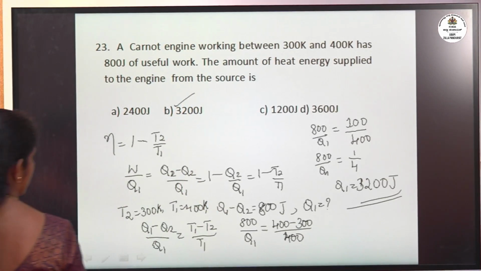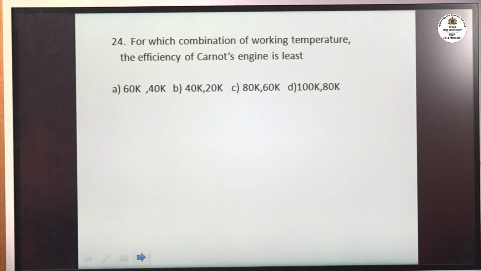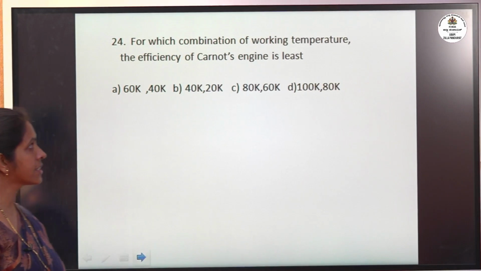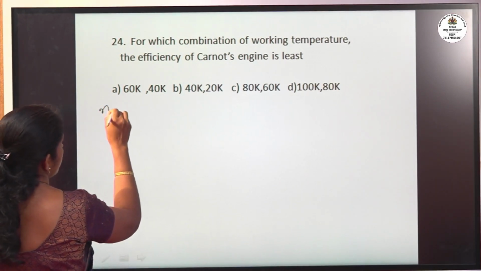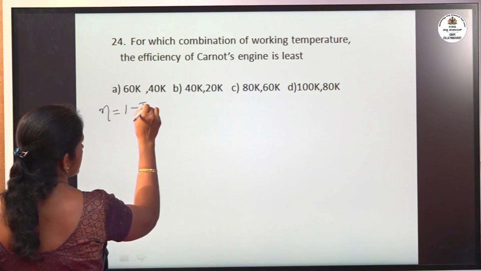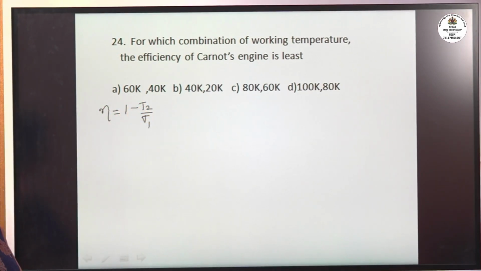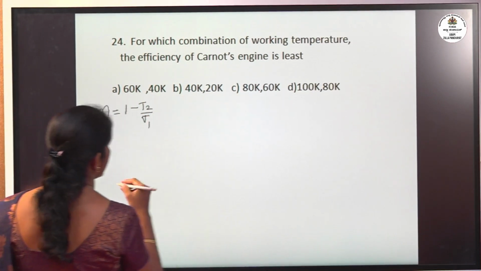Let us go to the next question. The next question is also on the Carnot heat engine. For which combination of working temperatures is the efficiency of the Carnot engine least? We have the equation for efficiency: 1 minus T2 by T1. Efficiency is 1 minus T2 by T1. Calculate efficiency for all these cases.